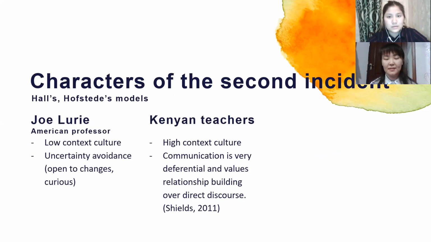Next, we analyzed the second incident. It's about Joy Lurie and the Kenyan teacher. Joy Lurie is an American professor who came to Kenya, and who belongs to low context culture. He has low uncertainty avoidance because he was open to changes and he was so curious.